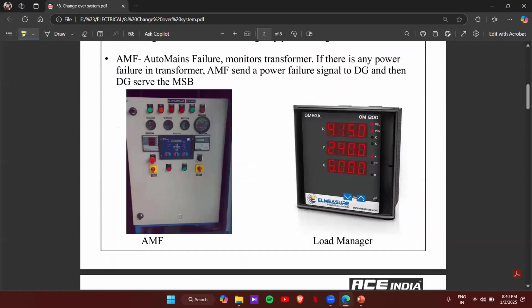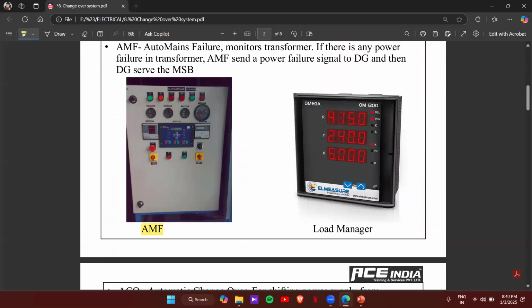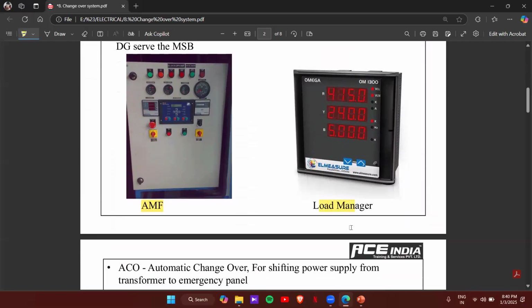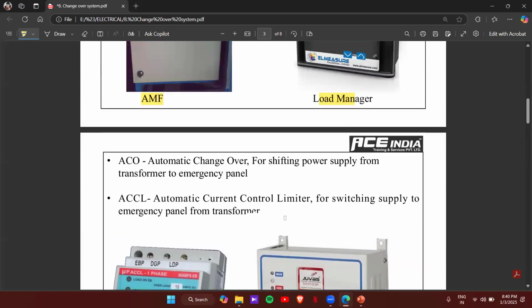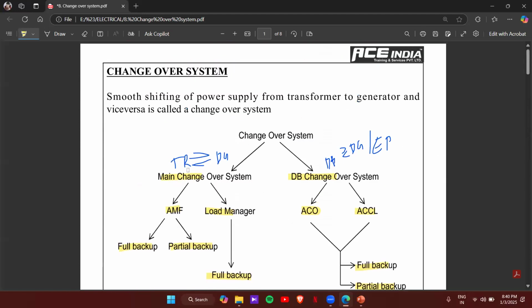This one is our AMF system, this one is a load manager, and this one is our ACCL and ACO automatic changeover system. And in a building we'll have both the main changeover system and the DB changeover system. The main changeover system will be switching between DG and transformer, and when it comes to the SMDB or SDB side, we'll have the DB changeover system.